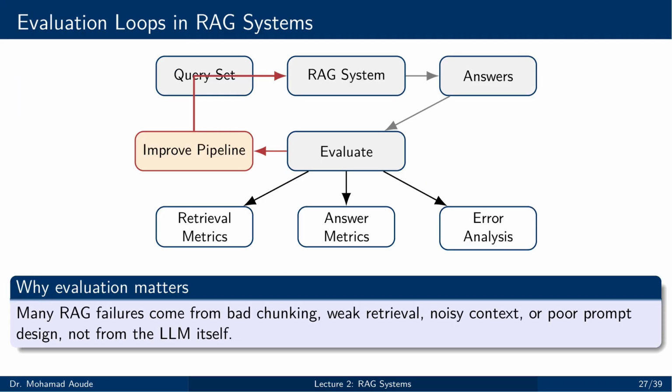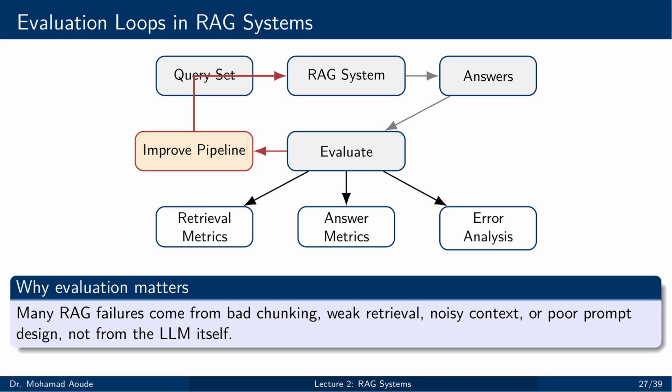No engineered system is complete without evaluation, and RAG is no exception. This slide shows evaluation as a loop. We start with a query set, run the RAG system, generate answers, evaluate the outputs, analyze retrieval and answer quality, and then improve the pipeline. This loop matters because many RAG failures are not caused by the language model itself. They come from bad chunking, weak retrieval, noisy context, or poor prompt design. Evaluation helps us determine which stage is failing.